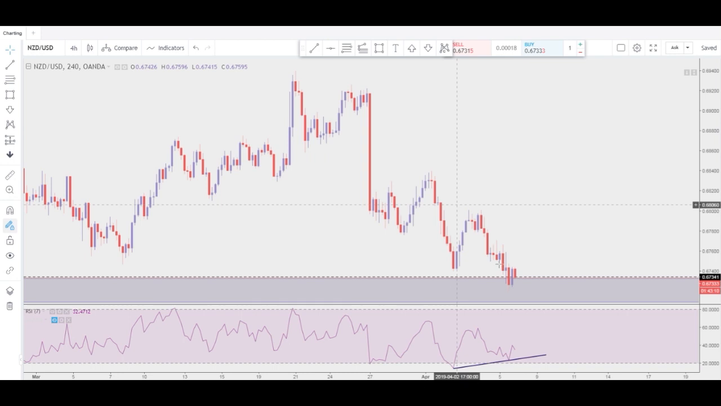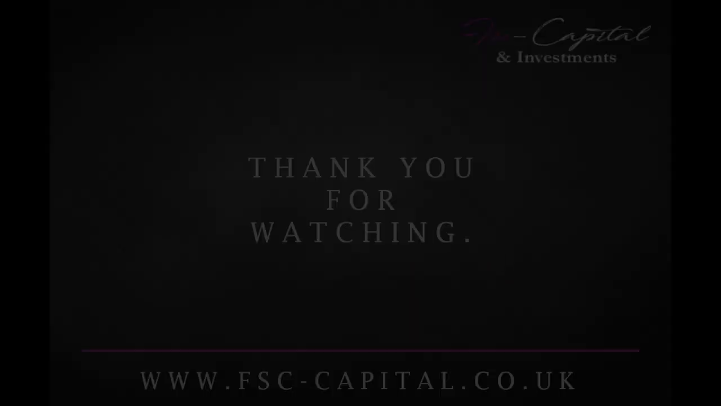I'll be keeping an eye on this pair, and if I do get that bullish divergence this week, I'll be looking to buy this up. My targets will be going at 67.96, and secondary targets will be sitting at around 68.30s.